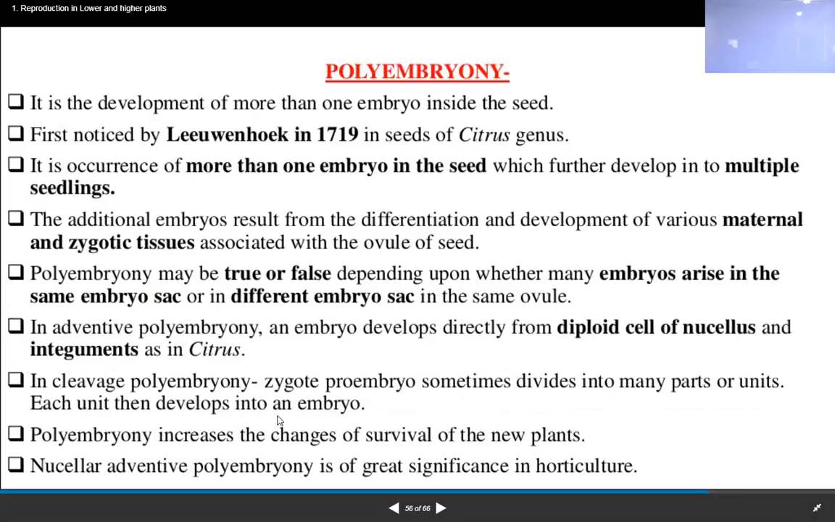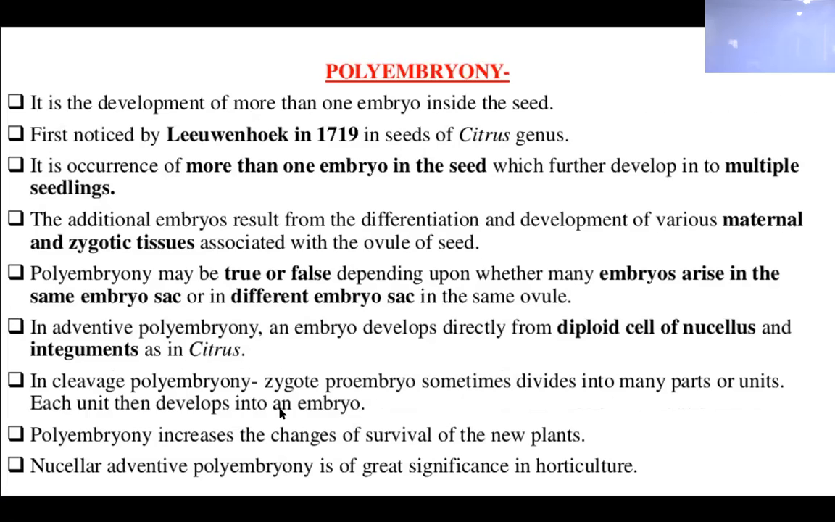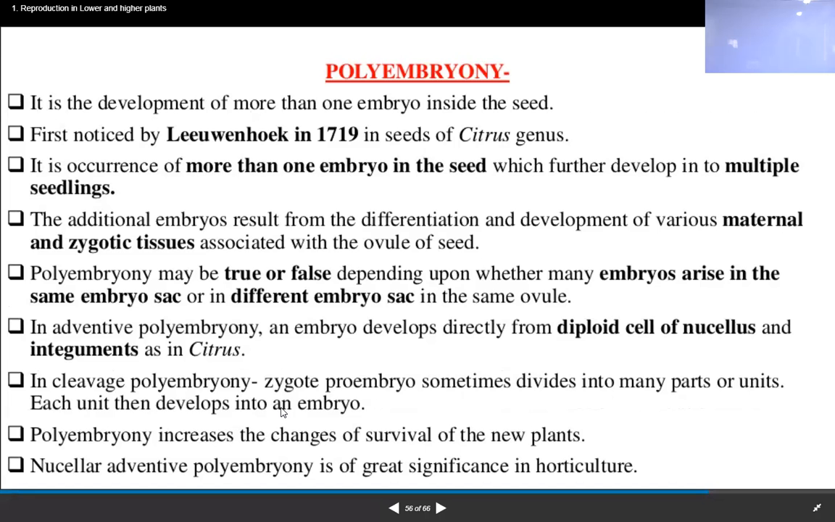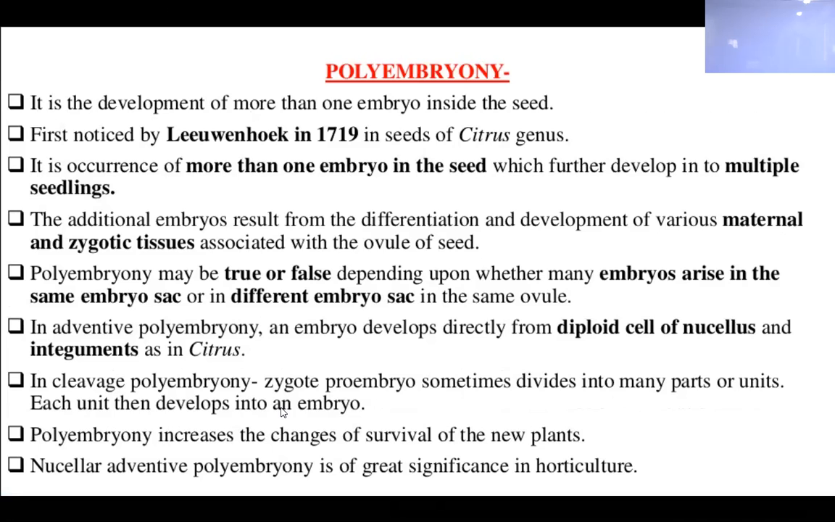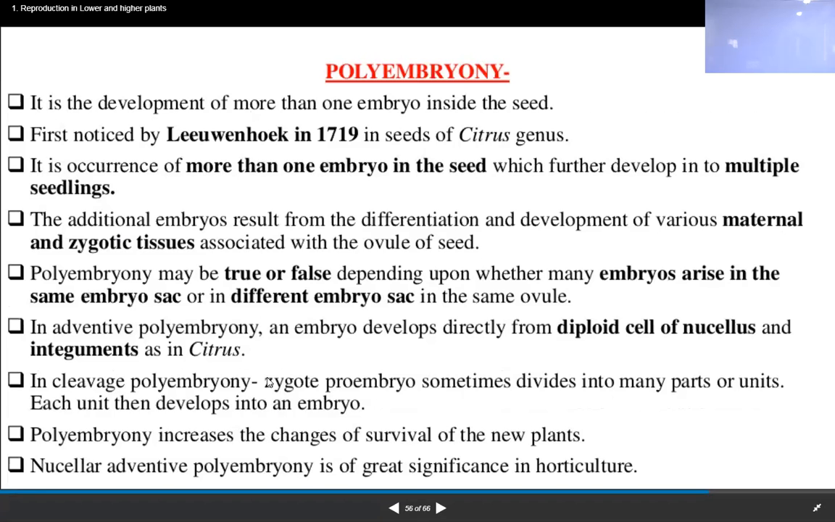Now then we have polyembryony. Now what is polyembryony? Just now I told you, Sejal. What is it? Polyembryony. Process in which more than 2 or 3 embryos are formed. Correct. Very good. If you split the word into two words, now you will get the answer. It is the development of more than one embryo inside the seed. It is the occurrence of more than one embryo in the seed, which further develops into multiple seedlings.